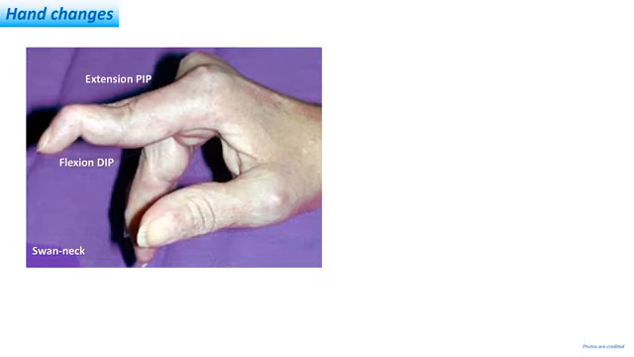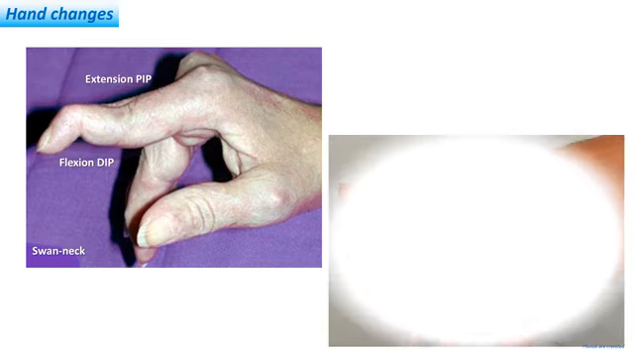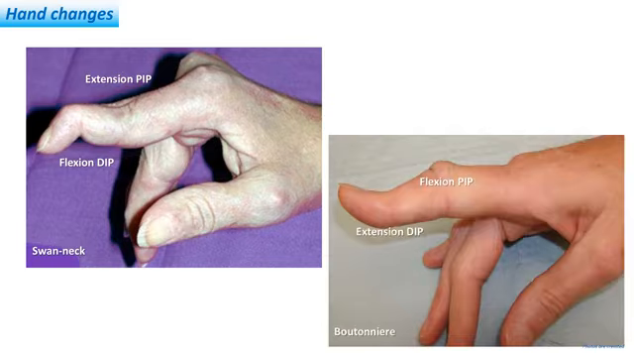Once again the hand changes, we want to show the deformities. Two common types of deformities: swan neck deformity and boutonniere deformity. These deformities are very common in rheumatoid arthritis patients. In swan neck deformity, there is flexion of the distal interphalangeal joint and extension of the proximal interphalangeal joint. Whereas in the boutonniere deformity, it is just the reverse: there is extension of the distal interphalangeal joint, whereas flexion of the proximal interphalangeal joint.